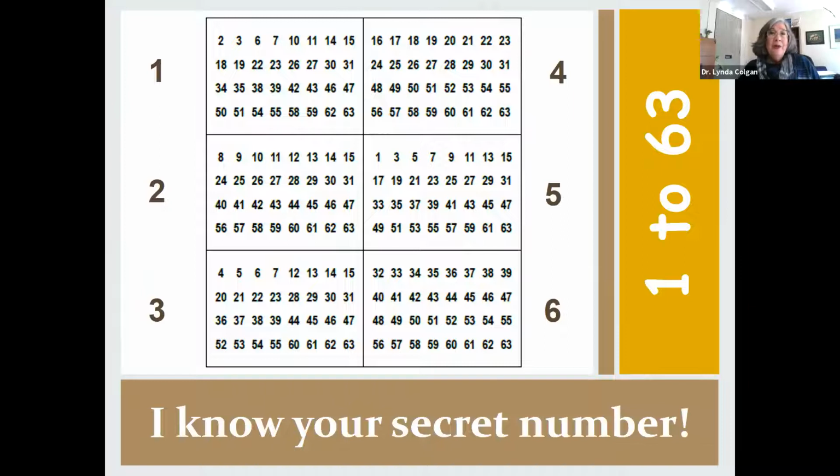Okay. Here we go. Is your secret number on card number 1? It is on card number 1. Is your secret number on card number 2? Yes. Is your secret number on card number 3? No. Is your secret number on card number 4? No. Is your secret number on card number 5? No. Is your secret number on card number 6? Yes.